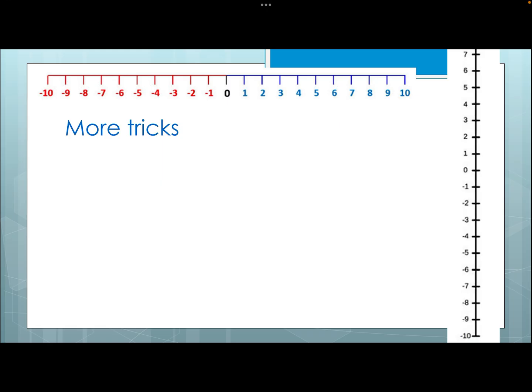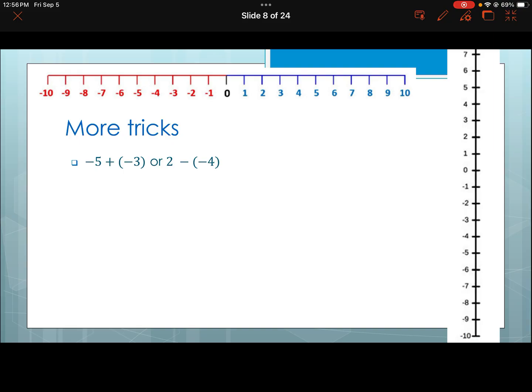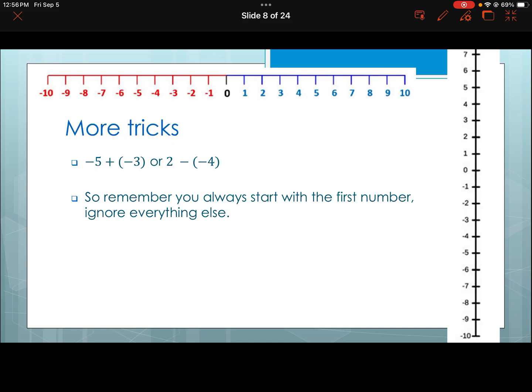Okay, so what are the tricks if we have a plus minus or a minus plus? What about these kinds of questions? What is going on? A lot of people see this and go, what is going on? There are too many signs. So the key is, no matter what, you are still starting with the first number. So negative 5, I'm still starting here. Or for 2 minus minus, I'm still starting here, right? Those are my 2 starting places.